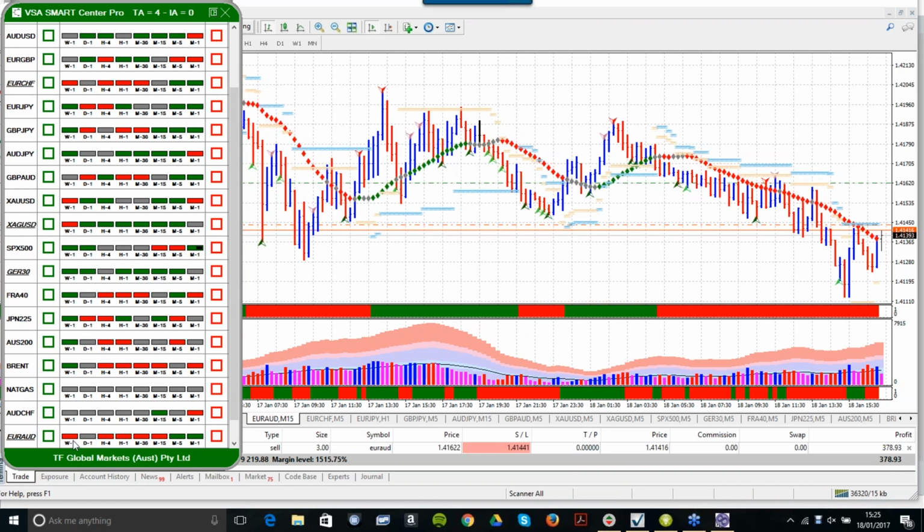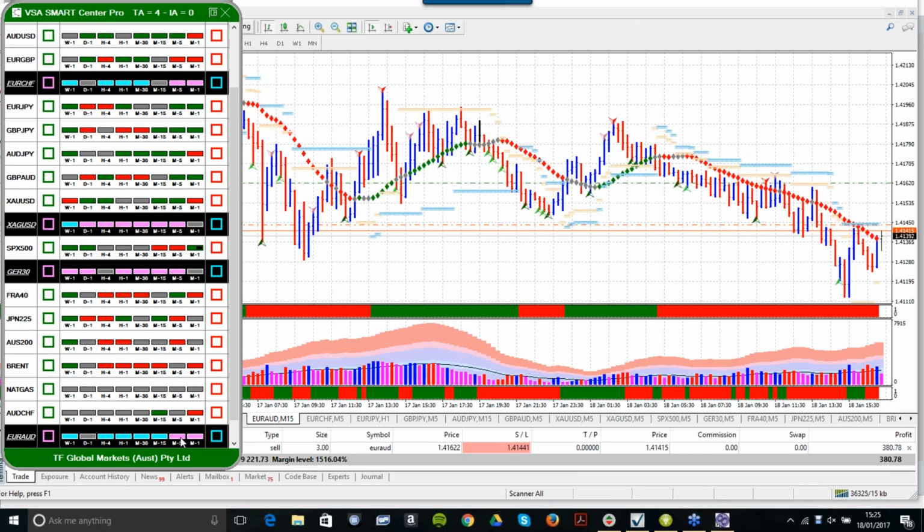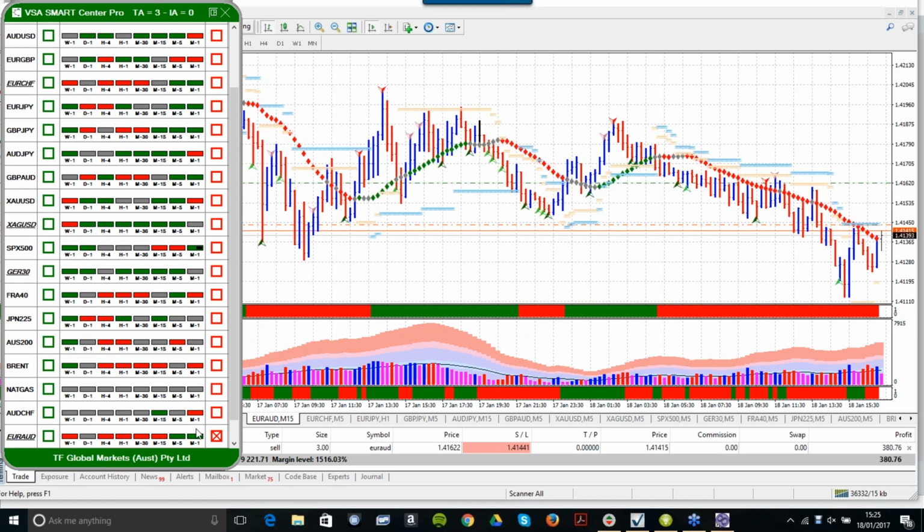That's the first point to look for a trade. We're looking for a VSA principle. Now here, if I left click in the box, it's now searching here for a trade setup.